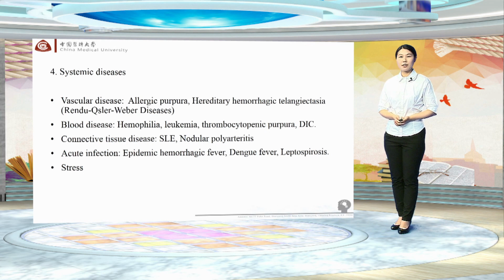It includes vascular disease such as allergic purpura and hereditary hemorrhagic telangiectasia, blood disease such as hemophilia, leukemia, thrombocytopenic purpura, and DIC. Connective tissue disease, for example, SLE and polyarteritis nodosa. Acute infection can also induce UGH, for example, epidemic hemorrhagic fever, dengue fever, and leptospirosis. Stress can cause gastrointestinal bleeding through damage to the gastric mucosa.